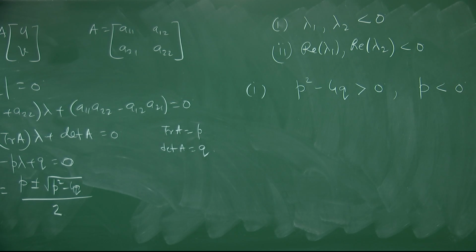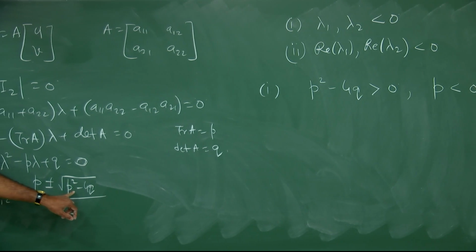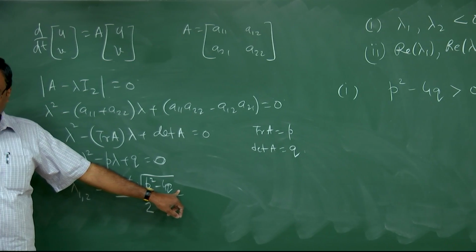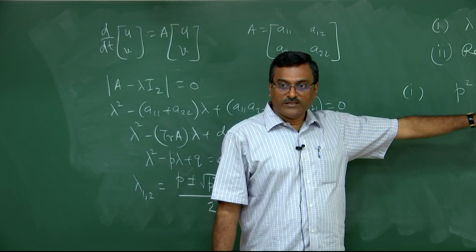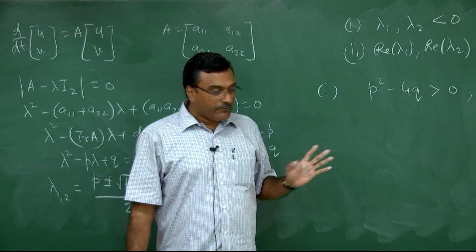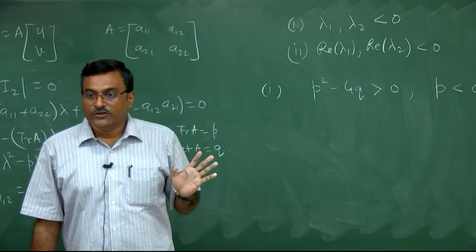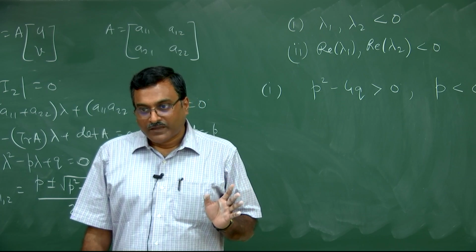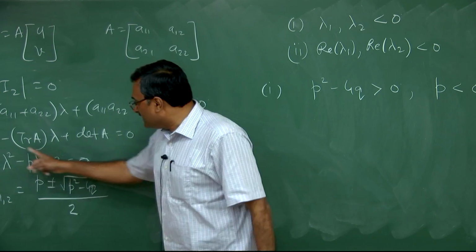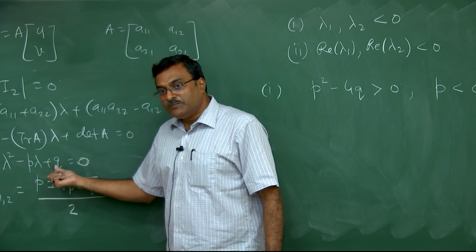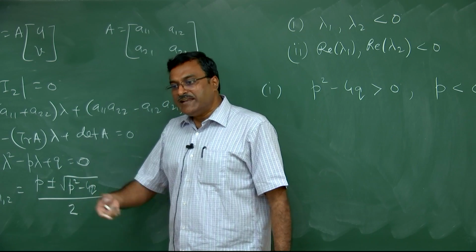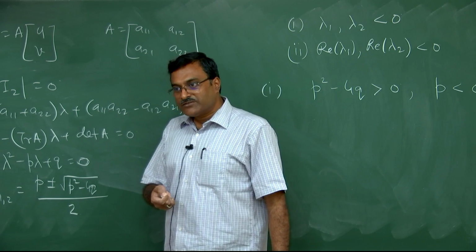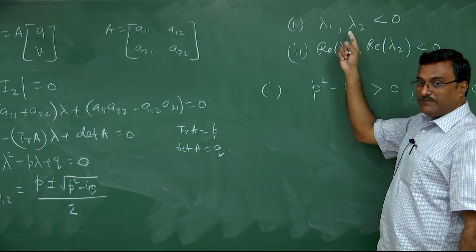Now just try to understand that with P negative and P square minus 4Q positive, the possibility is that either Q is greater than 0 or Q is less than 0. In this case we can exclude the possibility Q less than 0. Why? Because if Q is less than 0, then from this equation you can observe that the product of the two roots is negative, which clearly implies one root is positive and another root is negative. So the requirement that both of them are negative is already violated, right?